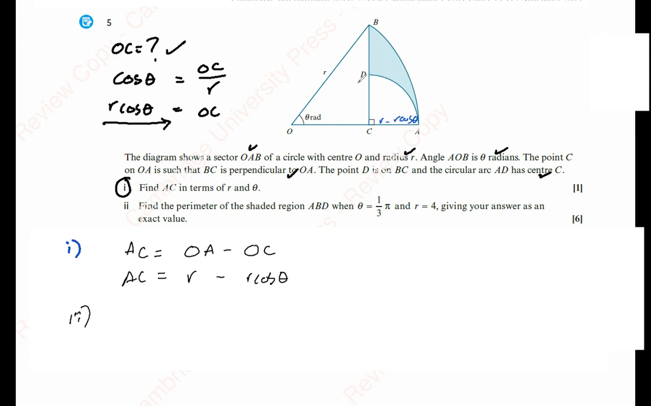Same. The same. Good, because it's a radius. So that's going to be r minus r cos theta. So that's going to be CD. So all I need now is BC, right? Just like I found OC. How do I find BC in this triangle? BC is my opposite, right? It's the opposite side. That's my hypotenuse.